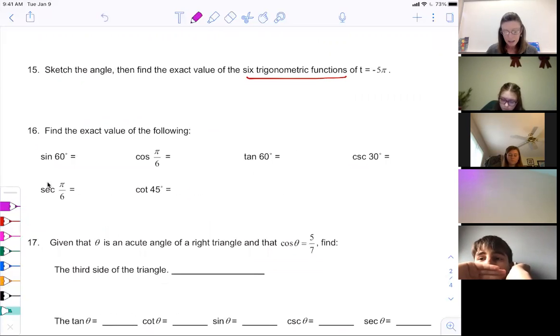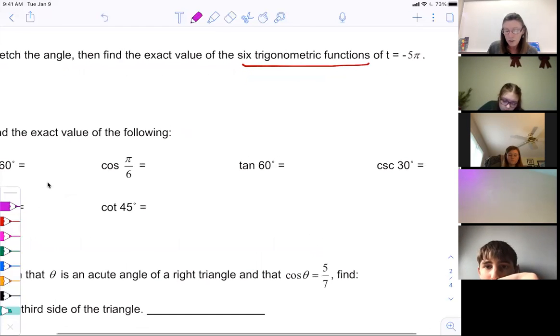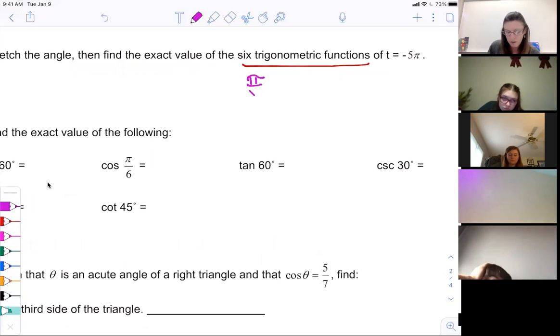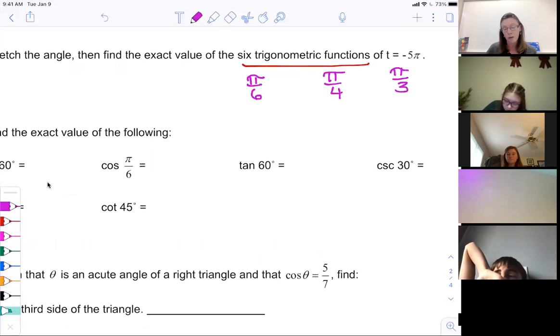Number 16 is pretty much the same as all of the problems above, except in 16, all the angles that are given are acute angles. So if you get in the habit, and some of you are already in the habit, of writing down on your homework the ordered pairs that correspond with each of the angles, it might help you as you're working through problems.